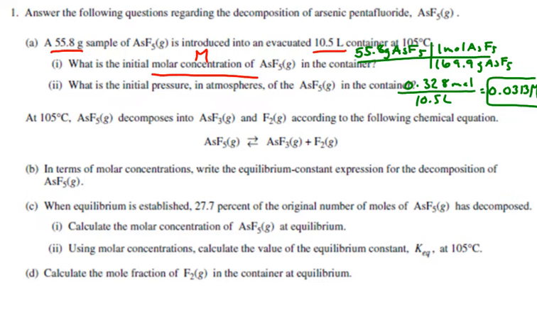One point is earned for the correct molar mass. One point is earned for taking As plus 5 times F. 1 point is earned for the correct concentration. That's good. You're making it too easy. I'd love it to be easy for you.